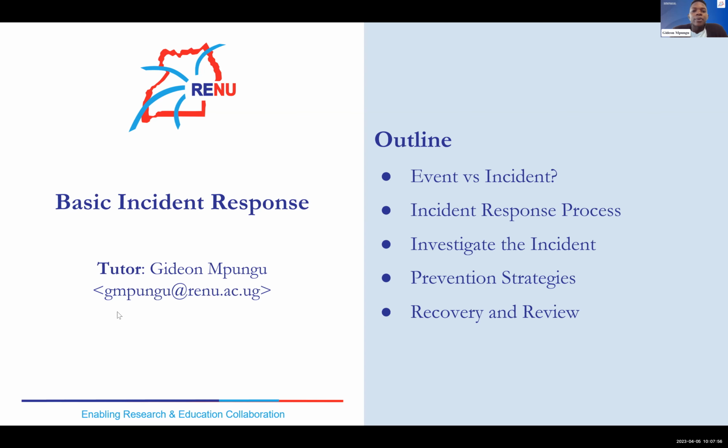Then we'll have a bit of a practical session where we'll investigate an incident, show you how back at home or back at your member institution, how you would be able to investigate an incident using examples. Then we'll head to prevention strategies, show you that, okay, now that you know how to respond to an incident, how do you prevent it from happening in the first place? Then we'll talk about recovery and review. How do you recover from an incident when it does occur?